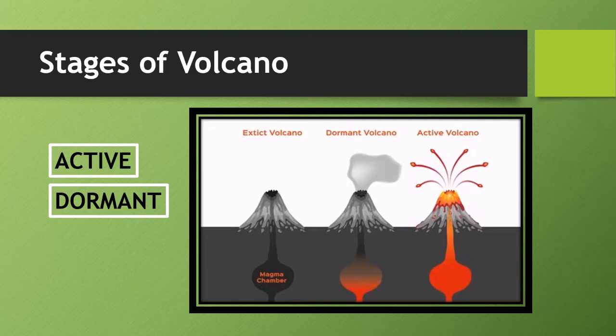And the last stage of volcano is what we call the extinct volcano. It is defined as one which has erupted thousands or hundreds of years ago, and there is no possibility of eruption. As you can see, its magma chamber is already empty, meaning to say there is no presence of magma. Therefore, there is no possibility that it will erupt again. Again, the stages of volcano are active, dormant, and extinct.